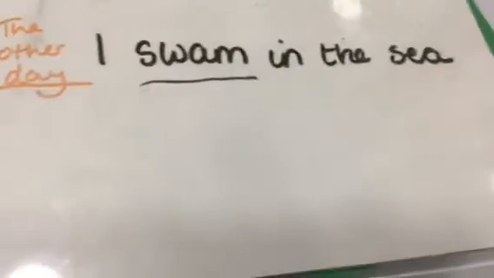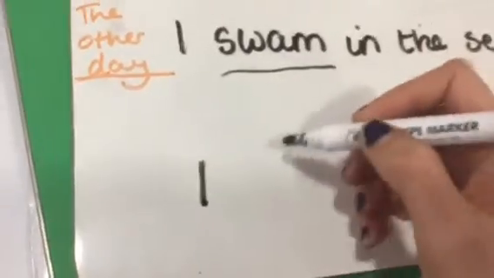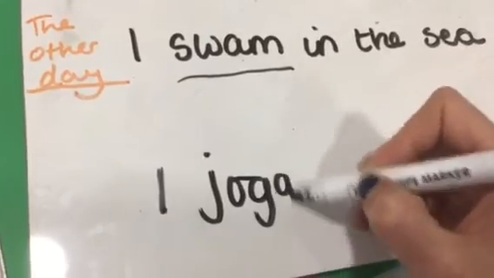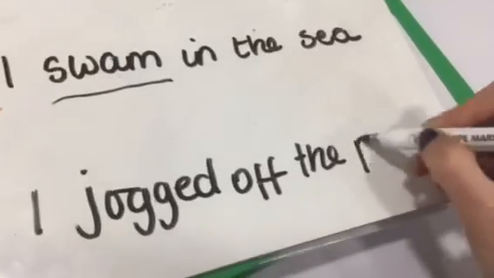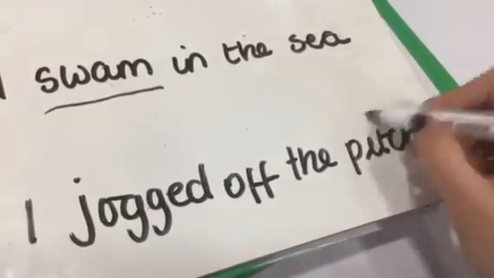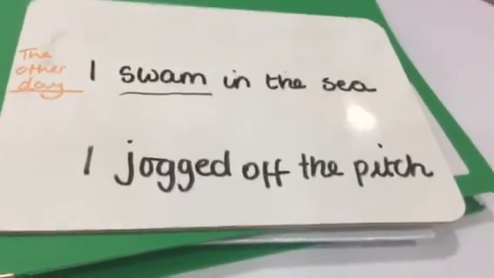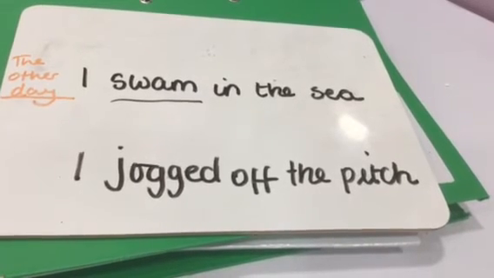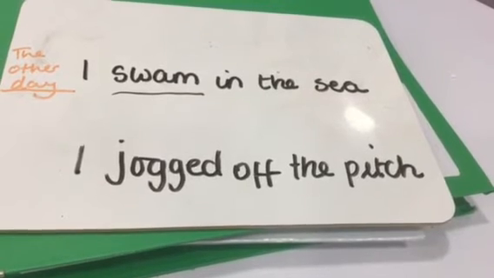Let's write out another simple sentence. So I jogged off the pitch. Okay, so you could say, I jogged off the pitch. If you were asked to add more detail to the verb here, the verb being jogged, to create an adverbial, what would you do? What could you think of to add in?